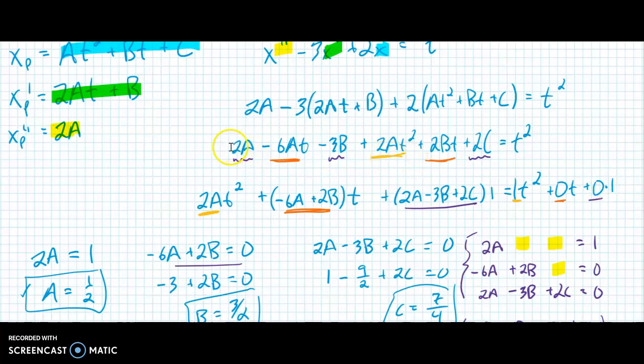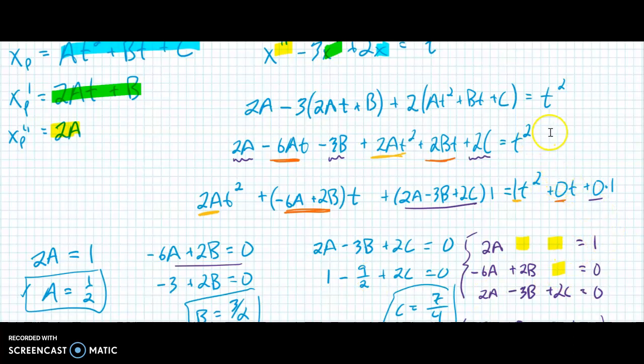And then what I can do, let's look at the purples first. Actually, we'll look at the yellow first. 2a times t squared. That's the only t squared term. I've got it right here. This 2a has to be equal to the 1. That's what I wrote right here. 2a equals 1. And that gets me to a equals a half.